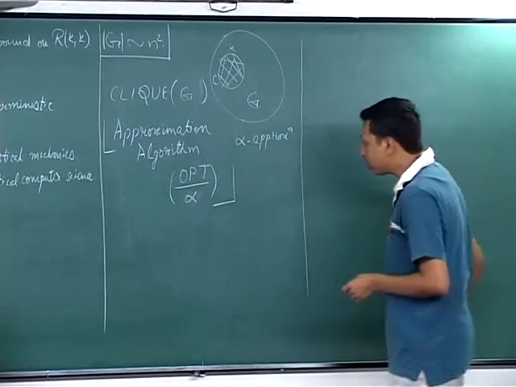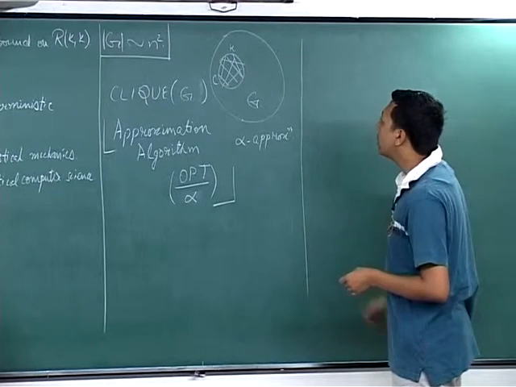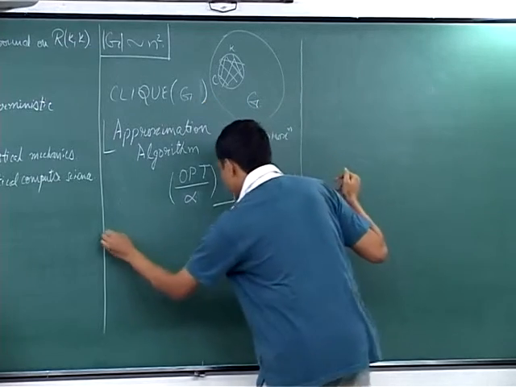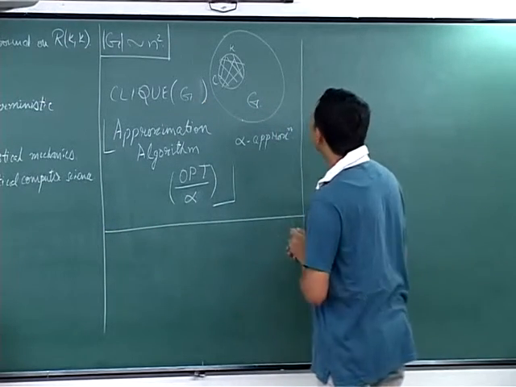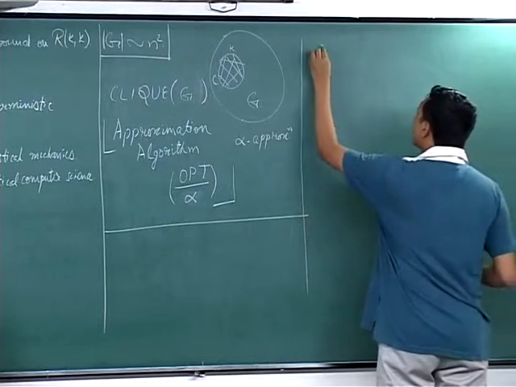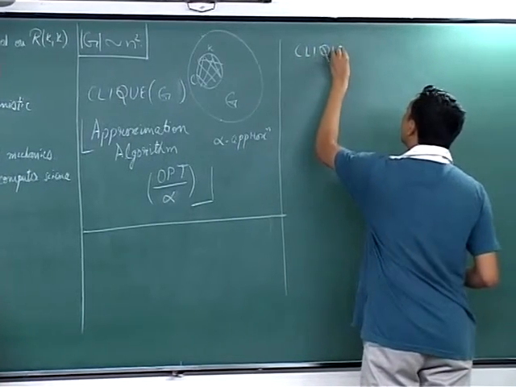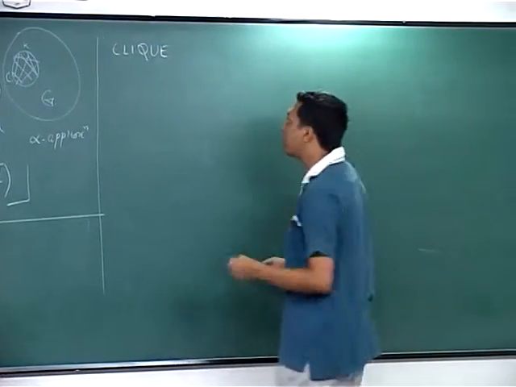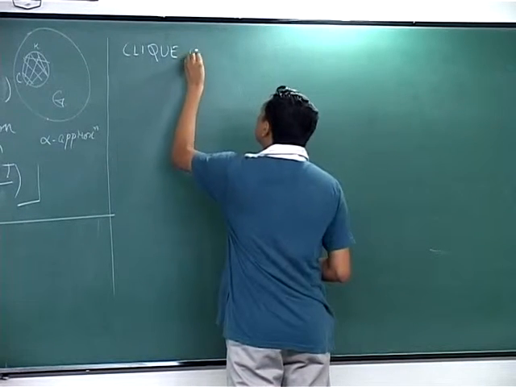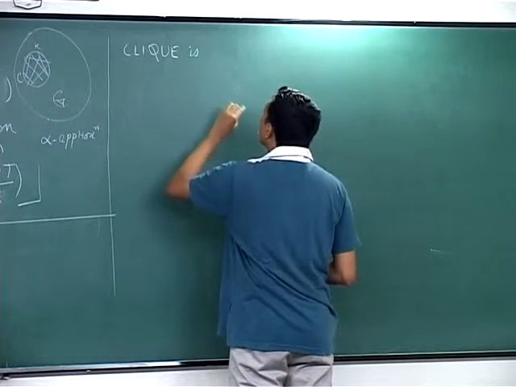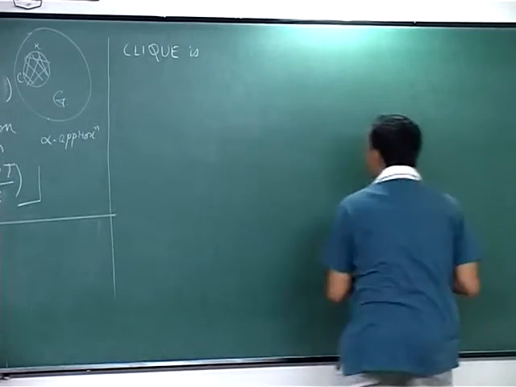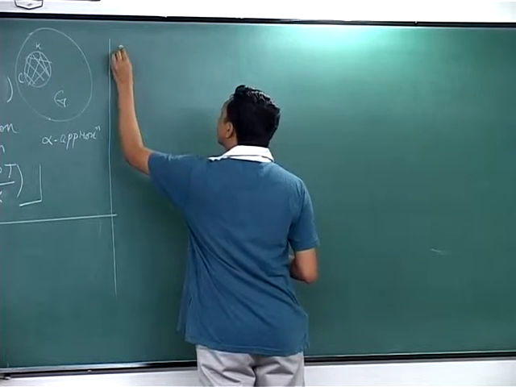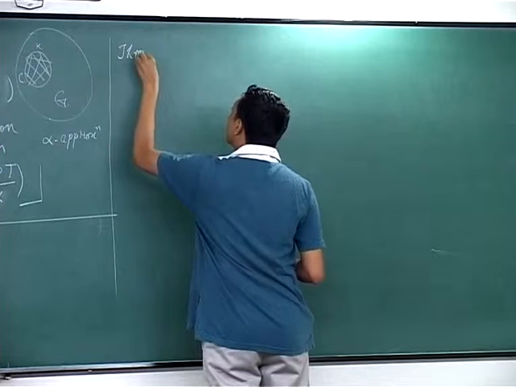What I'm talking about is the hardness of approximation. It turns out that this clique problem is not only hard to compute, it's also hard to approximate, and it's extremely hard to approximate. It's not only NP hard, but, so this is a theorem.